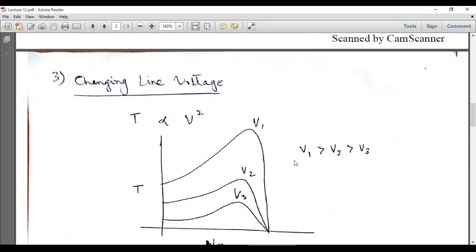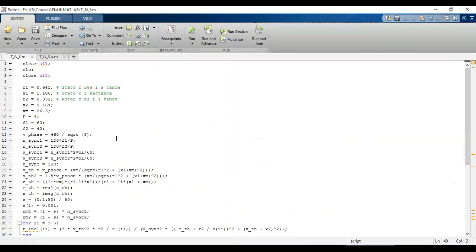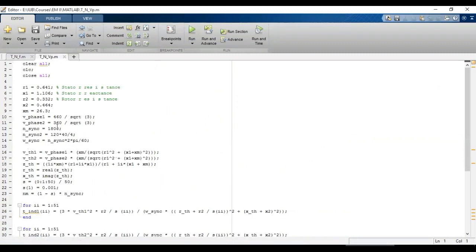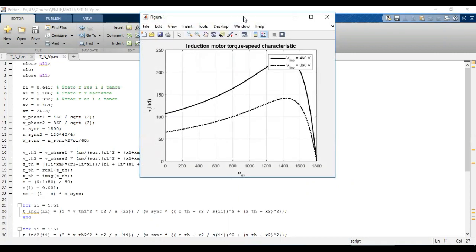The third method of changing the speed is changing the line voltage. So again, I can analyze the torque speed characteristics of the induction motor, and I can choose two different line voltages for plotting these characteristics. In the first case, the phase voltage is 460 volts, and I have chosen a phase voltage of 360 volts for the second case. And when I run this code, I get such a profile.